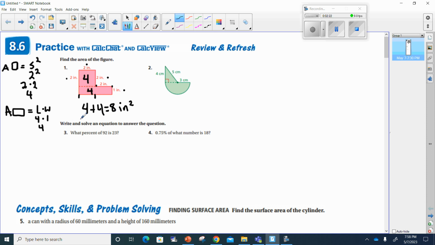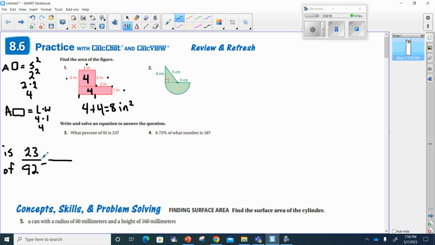Number 3, it says, write and solve an equation to answer the question. What percent of 92 is 23? When I do this, I like to use cross multiplication. So what percent of 92? The minute I see of, I know that of goes on the bottom of my first fraction. And is goes on the top. In other words, if a number follows the word is, I put it on top. And if a number follows the word of, I put it on the bottom.